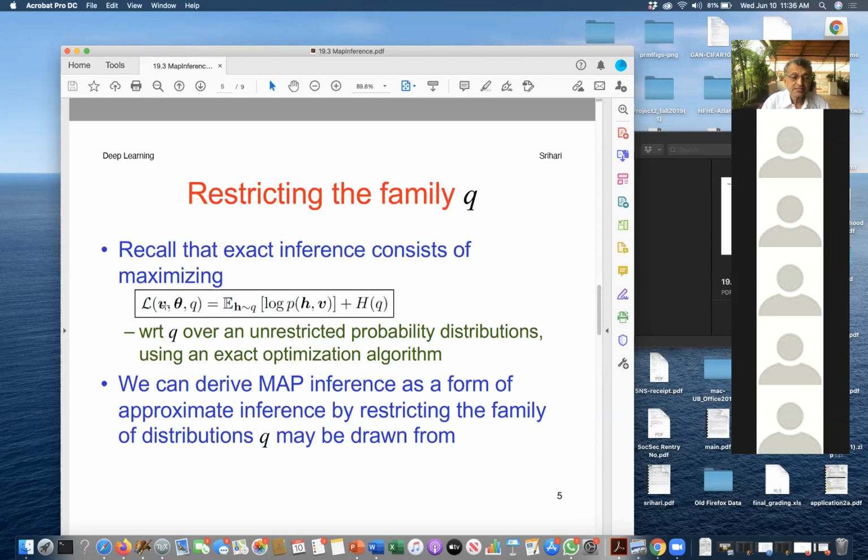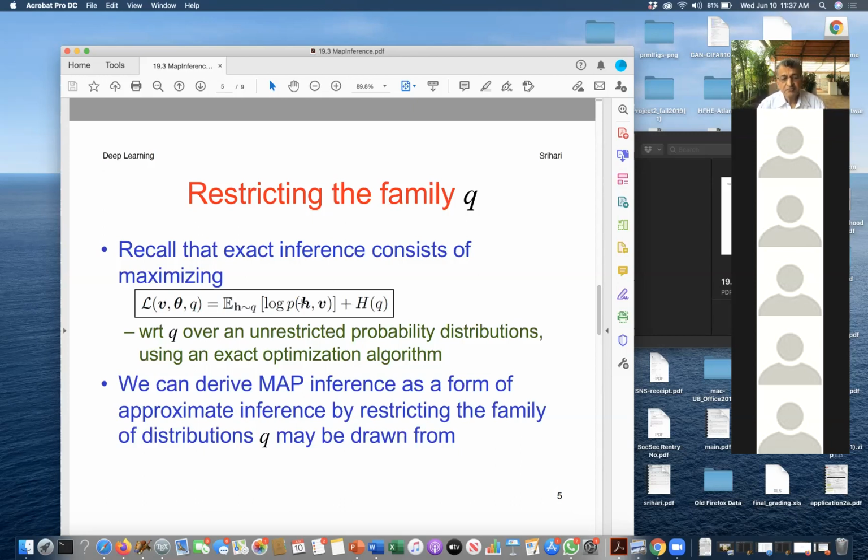And so this evidence lower bound has an expectation of log P over the distribution over H, over all possible values of H, the joint distribution here. With respect to Q over unrestricted probability distributions Q, over all possible Q, using an exact optimization algorithm. So it says, find the Q that maximizes this.